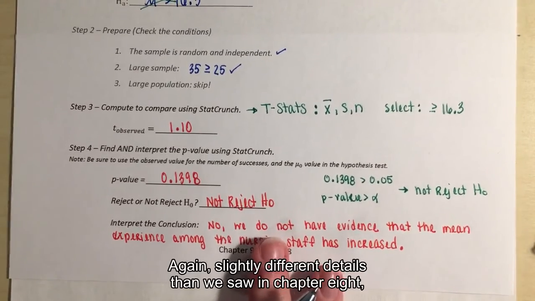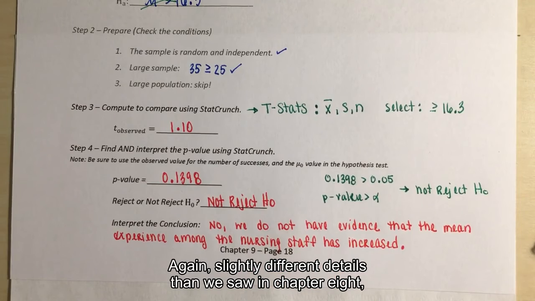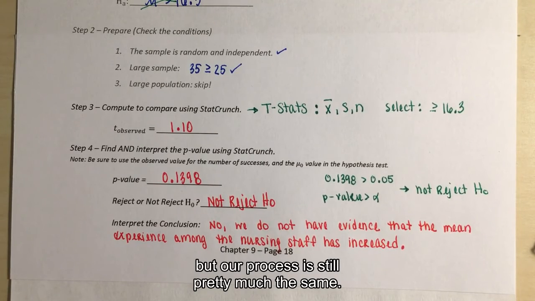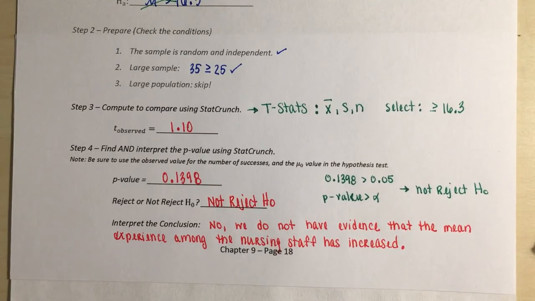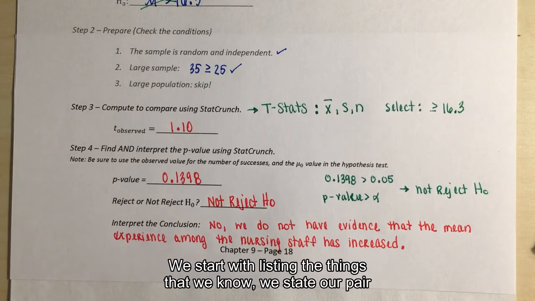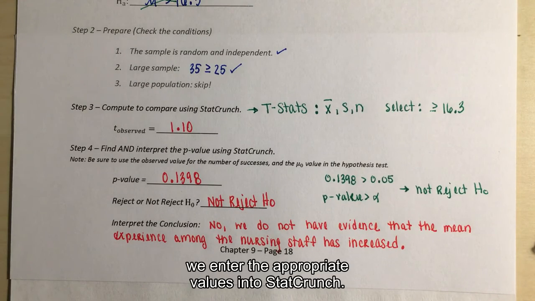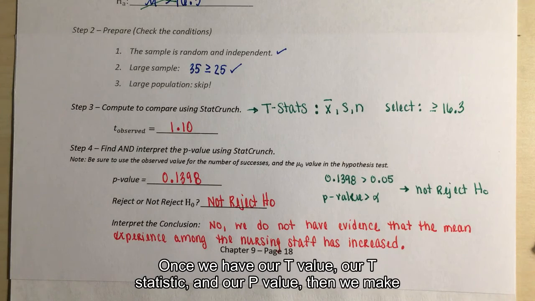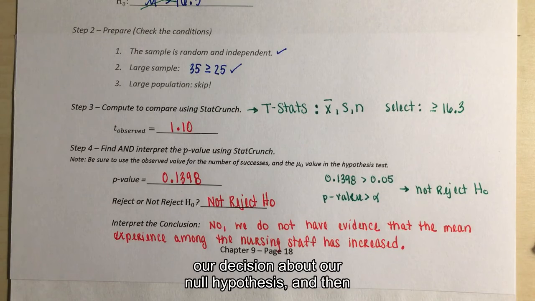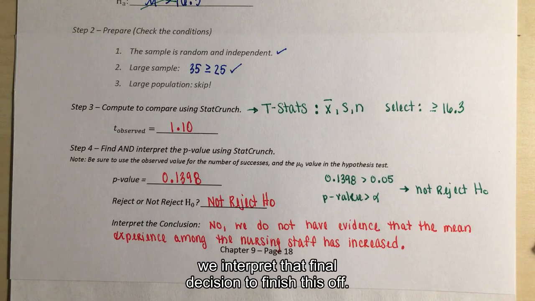So again, slightly different details than we saw in Chapter 8, but our process is still pretty much the same. We start with listing the things that we know, we state our pair of hypotheses, we check our conditions, we enter the appropriate values into StatCrunch. Once we have our t-statistic and our p-value, then we make our decision about our null hypothesis, and then we interpret that final decision to finish this off.